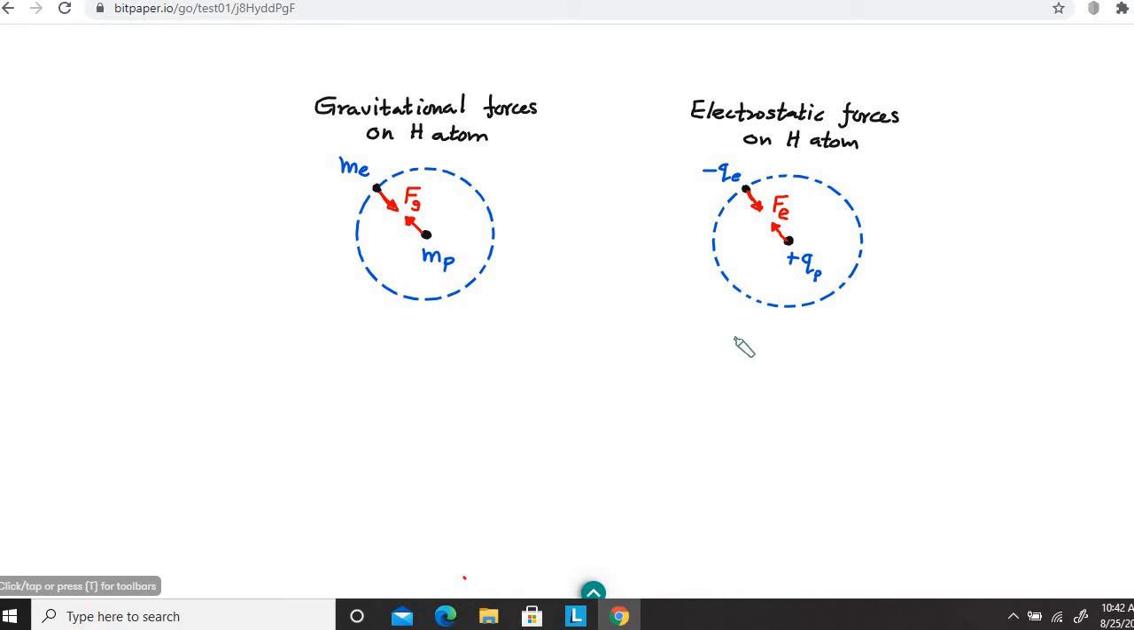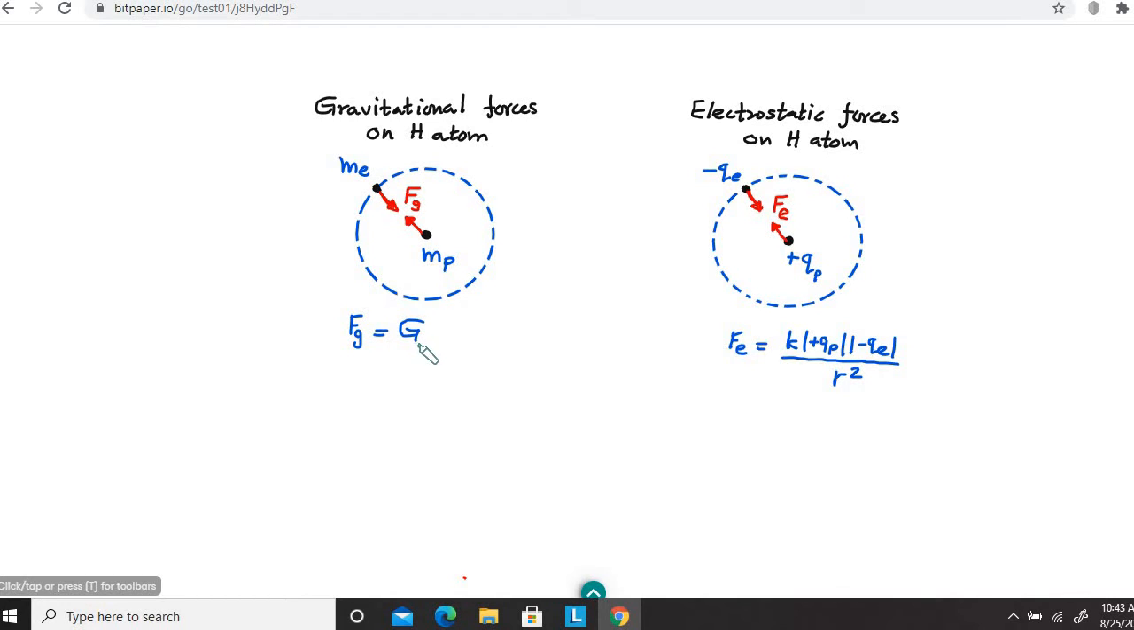First, I'll write the magnitude of the electrostatic force, Fe, is given as k, the magnitude of q1, or that is the proton, magnitude of that charge, and then the magnitude of the charge of the electron, divided by the separation between the two charges. So I'll call that r squared. In a similar way, when we look at the gravitational forces, the magnitude of this gravitational force Fg is given by big G, that is the universal gravitational constant.